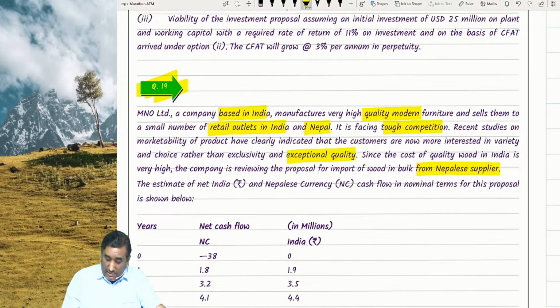Estimate net Indian rupee and Nepali currency cash flows in nominal terms. That means they are including what? Inflation. The proposal is shown below. Net cash flow in Nepali currency and Indian rupees.